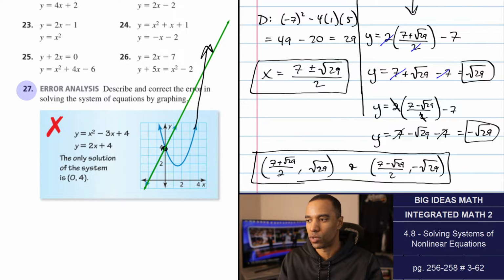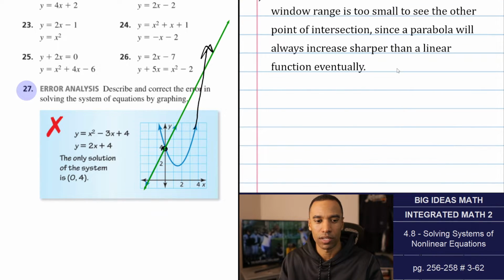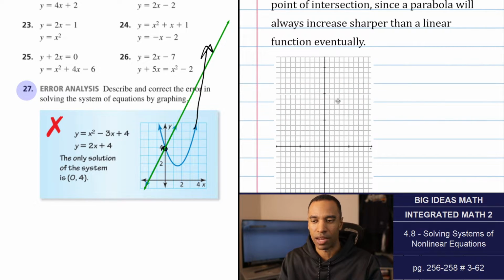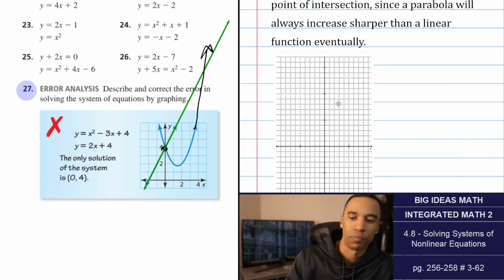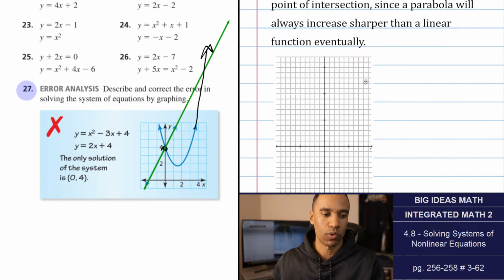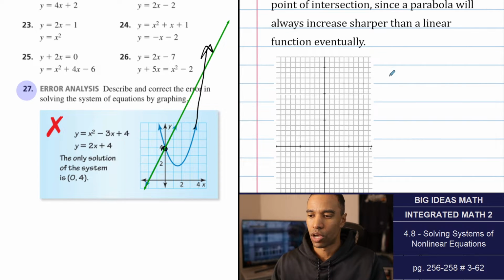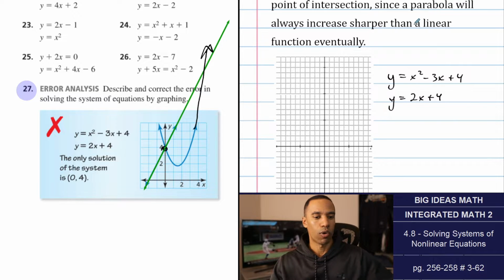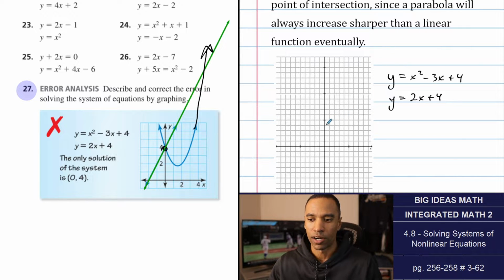So I have to do another graph here, and I'm going to do the tall one because I have no idea how tall it's going to go before it hits, which does mean we have to work out some negative b over 2a stuff. So let's write out what those equations are. They said do it by graphing. So we have y equals x squared minus 3x plus 4, not the best thing, and y equals 2x plus 4. I'll go off their graph and what's correct so far.